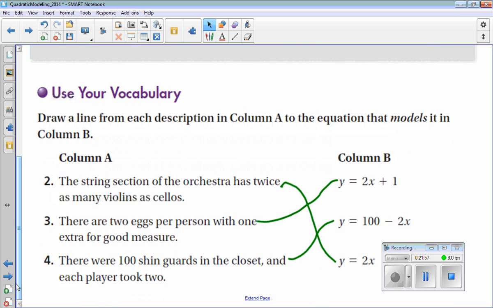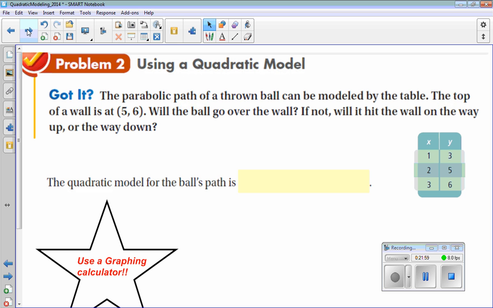So let's talk about a ball again, like I said, a thrown ball. And it says we have a big word, parabolic. But what word do you see inside of it? Parabola. So you know what that means. If you hear the word parabolic, that's what it means.